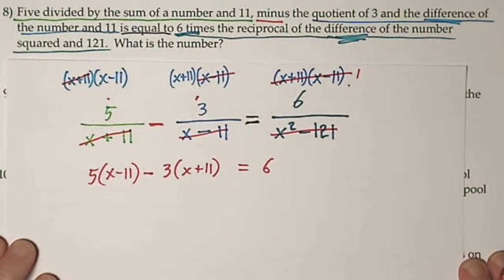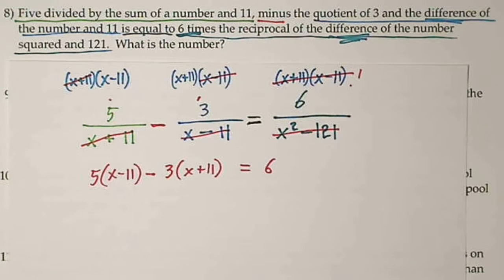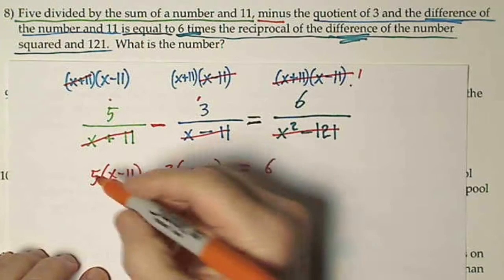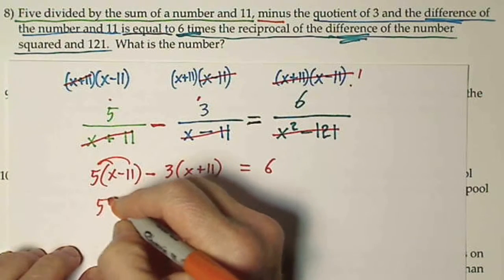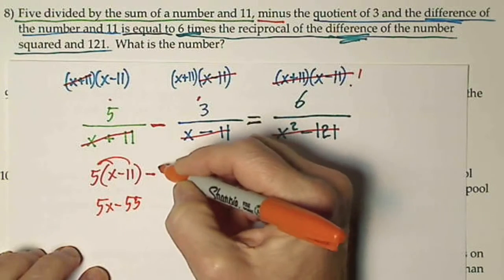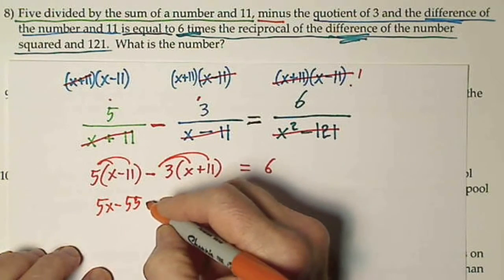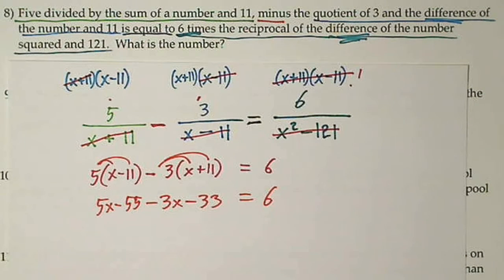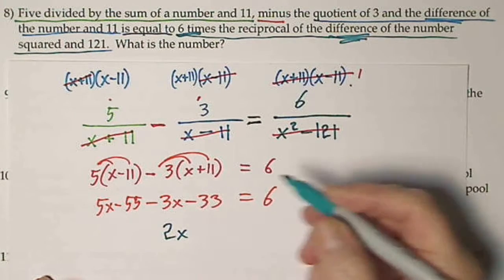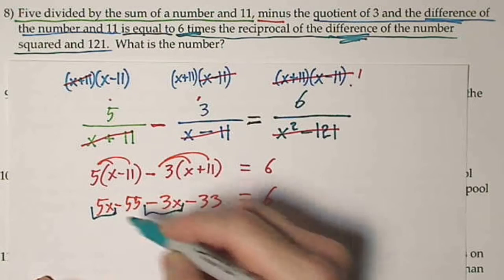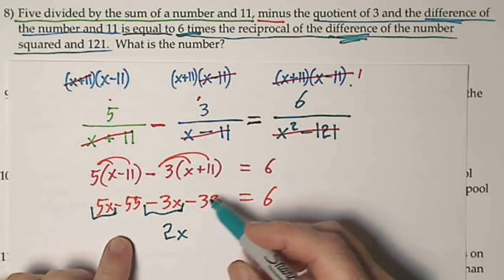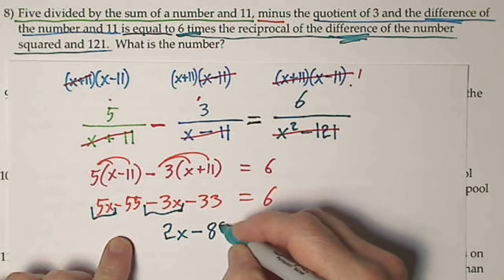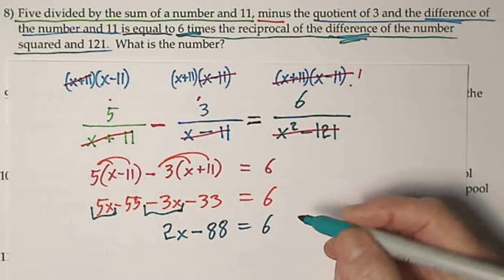All right. And we do still have to solve for x. So send in the 5 and the 3. Distribute it. So we've got 5x minus 55. Send in the negative 3, or distribute negative 3 to each term. Minus 3x minus 33 equals 6. We'll combine like terms. The 5x negative 3x gives us 2x. So that was the negative 3x, and the 5x gave us our 2x. Negative 55, negative 33 combined to give us negative 88, and that's still equal to a 6.